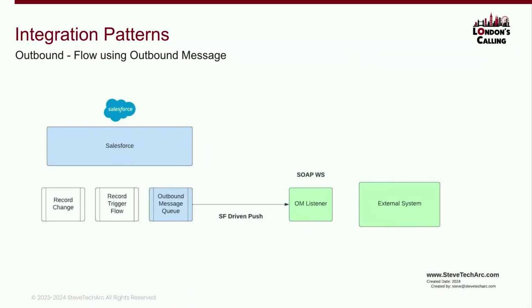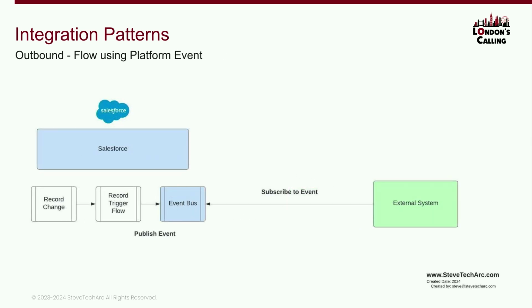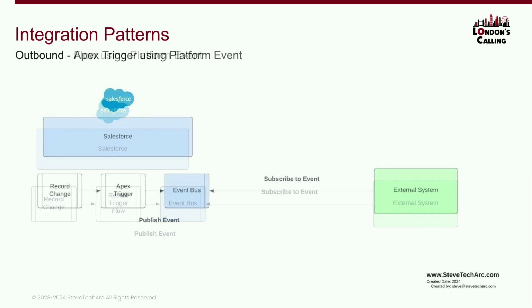Now, a couple different patterns I'm going to shoot through. So a tree falls. There's a record change. I could have a record trigger flow. I could throw it in this old thing called outbound messages. I could have a record change, record trigger flow, throw to the event bus, and the external system could be subscribing to the event. The advantage of this is they get the choice of the message, they get the 72-hour recovery, and we don't need to worry about it. We just throw it on the platform event, move on. Or we could have an Apex trigger go to the event bus, same thing, it's just whether I want code or flow.